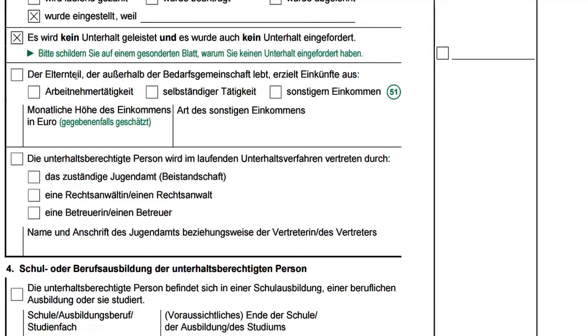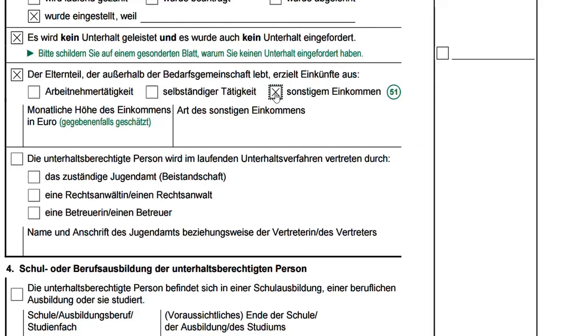If the parent who is not living with this person together in the family is working or has some type of income, you mark here with a cross. If he is employed somewhere, you mark here with a cross. If he or she is self-employed, you mark here with a cross. And if he or she has some other type of income, you mark here with a cross.